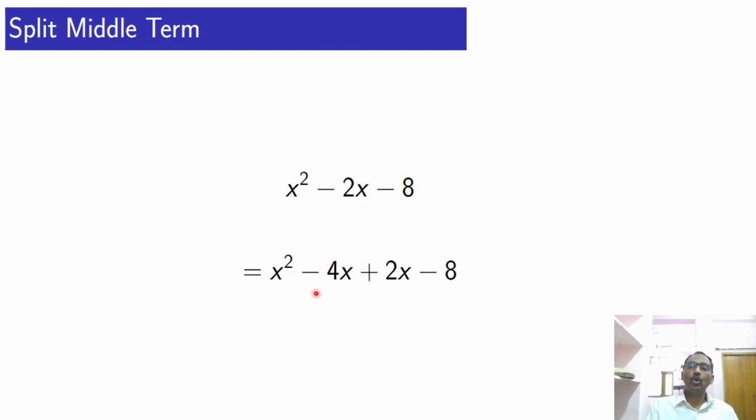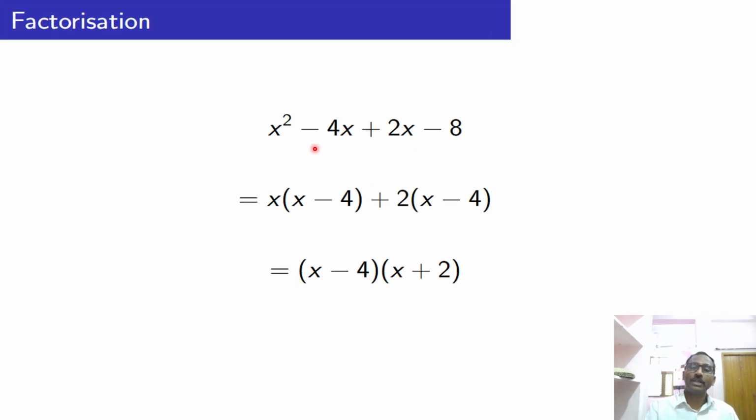Now grouping the terms and then taking common x, we will find the x values. So x square minus 4x plus 2x minus 8. If you take x common in these two terms, you get x times x minus 4. If you take 2 common in these two terms, you get 2 times x minus 4. So x minus 4 is here and x minus 4 is here. So we get x minus 4 times x plus 2.